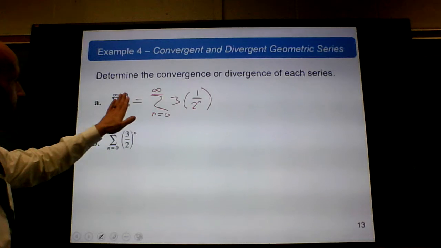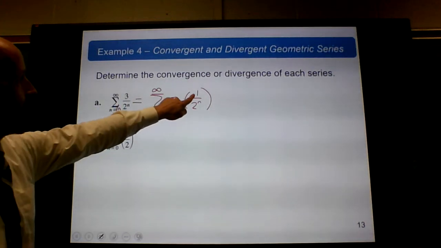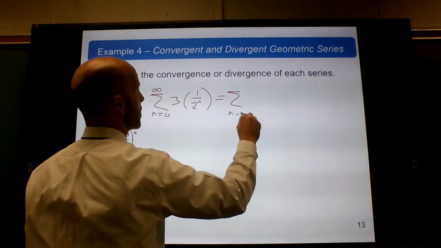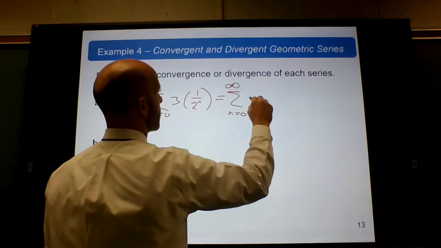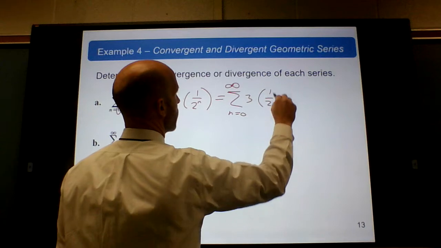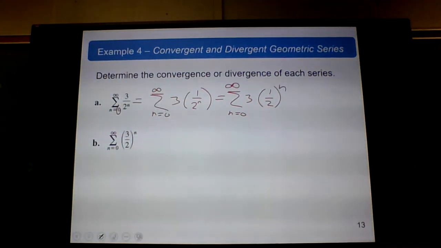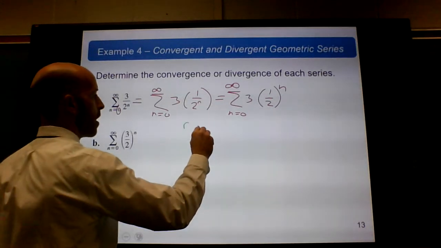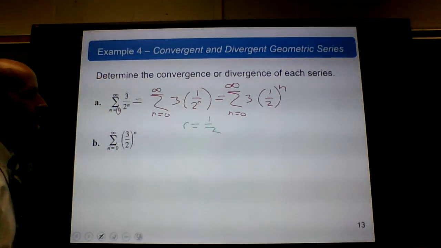All I've done is I've pulled out, notice that 3 is not to a power n, and 1 to the n. I mean, we could also think of this even further. Let's just take it one more step. It is 3 times, and I'll write this as 1 over 2 to the n. These are all equivalent forms. So therefore, we know that the r, the common ratio, is 1/2.